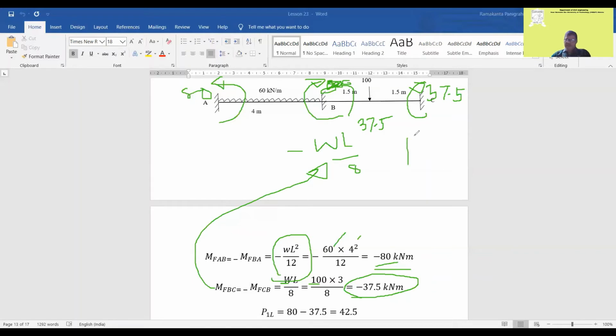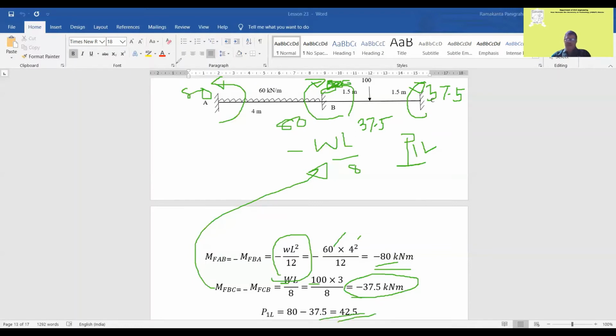Now your task is to find out P1L. What is the meaning of P1L? That means we have to find out the moment at coordinate 1 due to the applied loads. What is the joint load? Here is minus 80 and here is minus 37.5. Now this value is clockwise, so plus 80, and this is minus 37.5. So P1L will be plus 42.5.